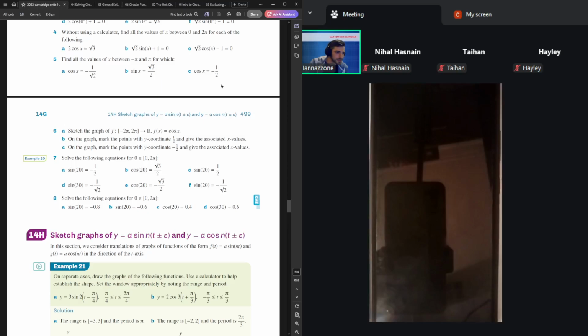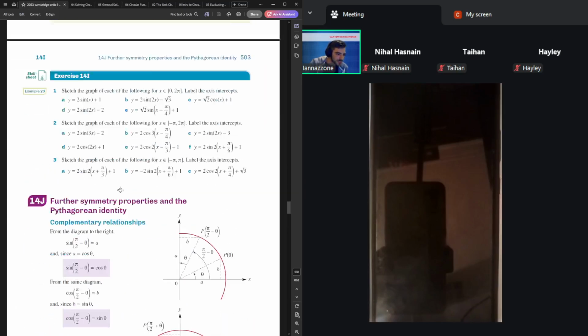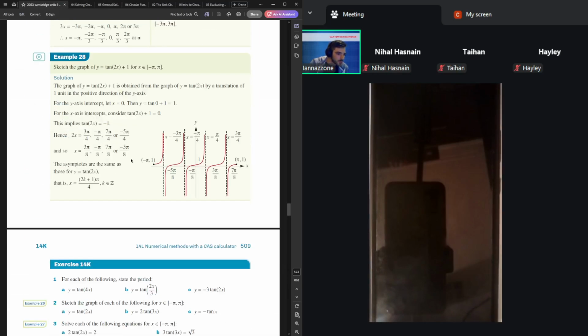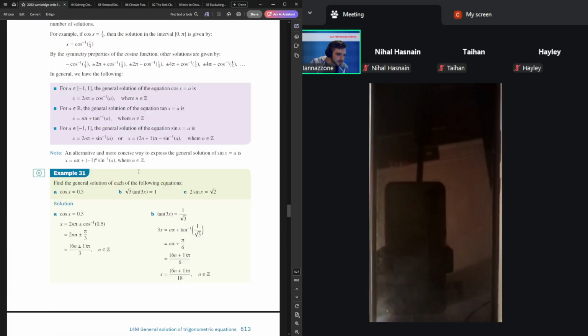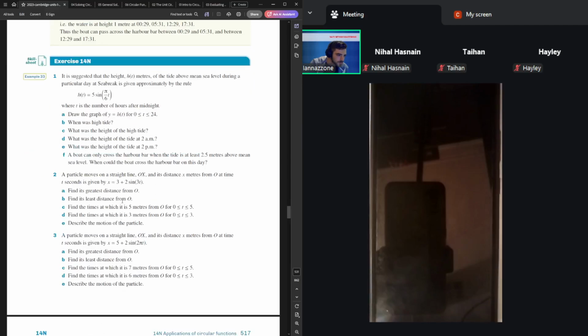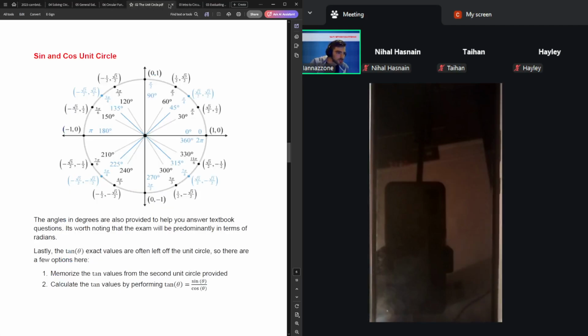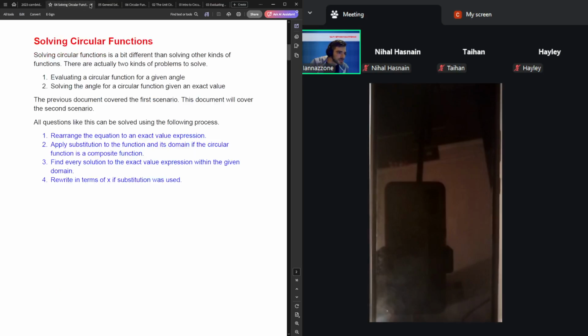It's always been in the extended response little bit, where it's like, hey, find where all the wave heights are greater than something. Like, I'll see if I can find one. Yeah, it's like a boat can only cross the harbour when the tide is at least 2.5 meters above mean. This doesn't necessarily read like it, but this is referred to as a circular function inequality. It's not equal to 2.5 meters, it's at least. So greater than or equal to 2.5. How we handle that, I'll pretty much only show the CAS way because it's only what you'll need.